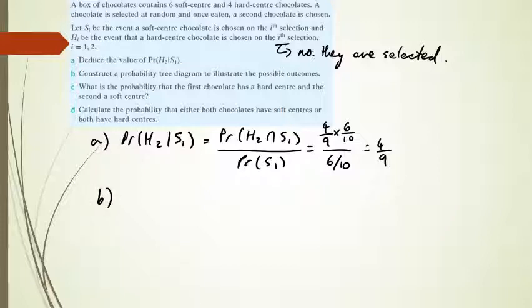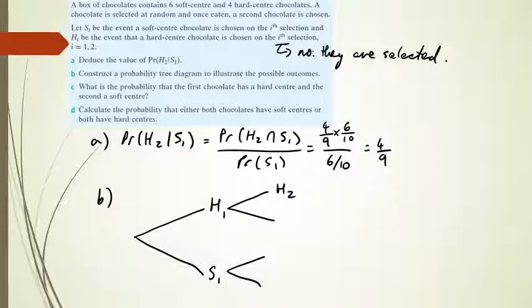Construct a probability tree diagram to illustrate the possible outcomes. So we have hard, soft for the first one, and hard, soft, hard, soft. Now always write down your probabilities. For the first one to be hard, you have 4 out of 10, or in other words 2 out of 5. You should try and write it simplified whenever you can. The other one is 3 out of 5.